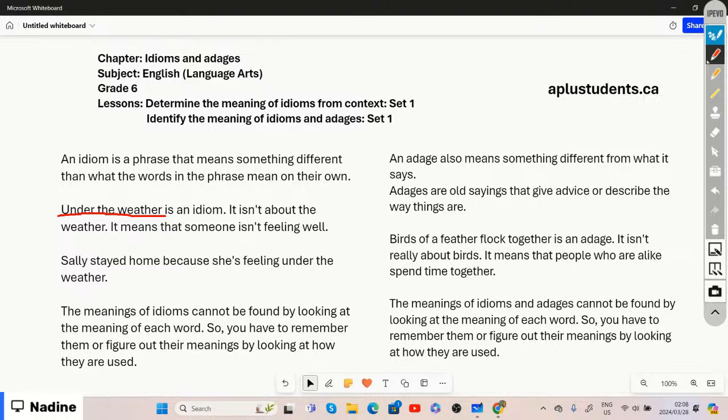So once again, an idiom is a phrase that means something different than what the words in the phrase mean on their own. And there we made an example of under the weather. Under the weather doesn't mean check the weather, whether it's sunny, raining, cloudy or snowing. No, it does not mean that, because that is the direct translation. But the idiom means that someone isn't feeling well.